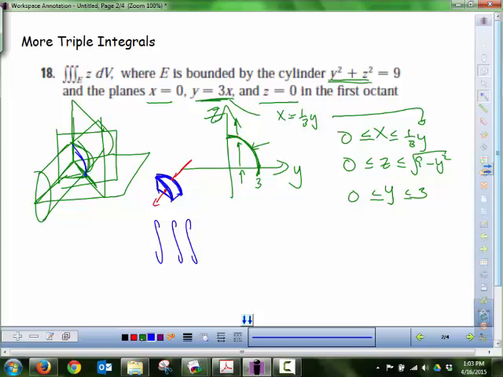The red line is where we're integrating with respect to x first, so it's parallel to the x-axis. I would be entering the region when x is equal to 0. That's the back plane. And then this front plane over here is when x is equal to 1/3 y, or y is equal to 3x.